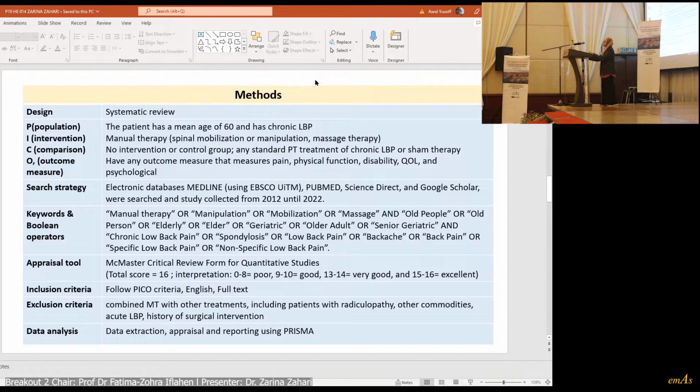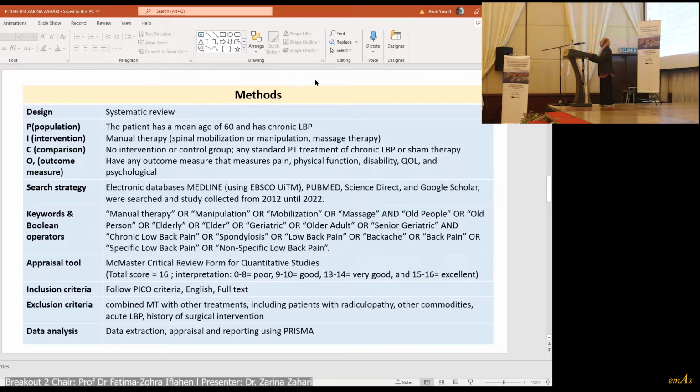We exclude those that combine manual therapy with other treatments, including patients with radiculopathy. Radiculopathy means any radiating pain that involves the nerve, like patients that have pain that radiated from the back to the foot, or to the thigh. And those that have other comorbidities, acute low back pain, or a history of a surgical intervention.